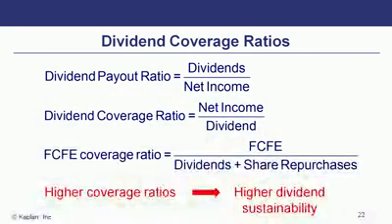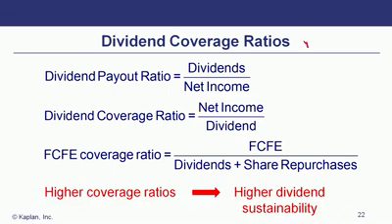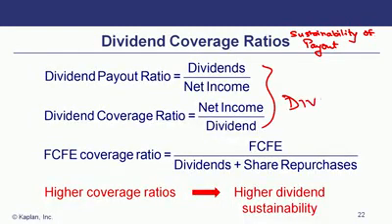Okay, so the last element is what we call sustainability of dividends. As an analyst, you're trying to figure out if a company is going to be able to maintain its payout policy. We call these dividend coverage ratios, but they are really an assessment of sustainability of payout. The first two ratios are only looking at dividends. The last ratio is looking at not only dividends but also stock repurchases, stock buybacks.